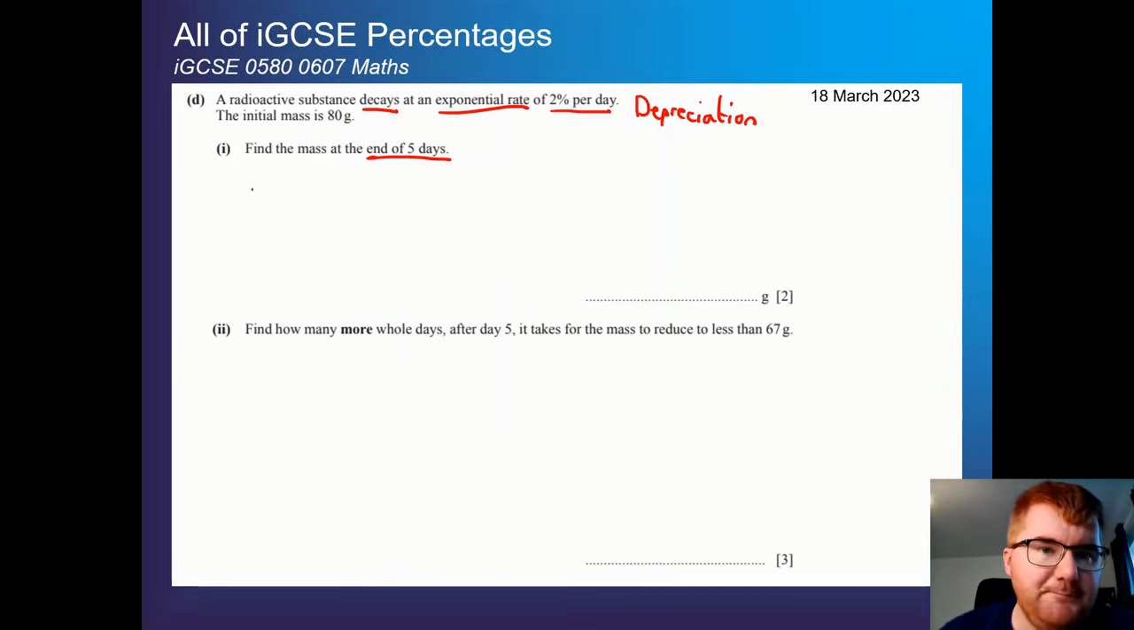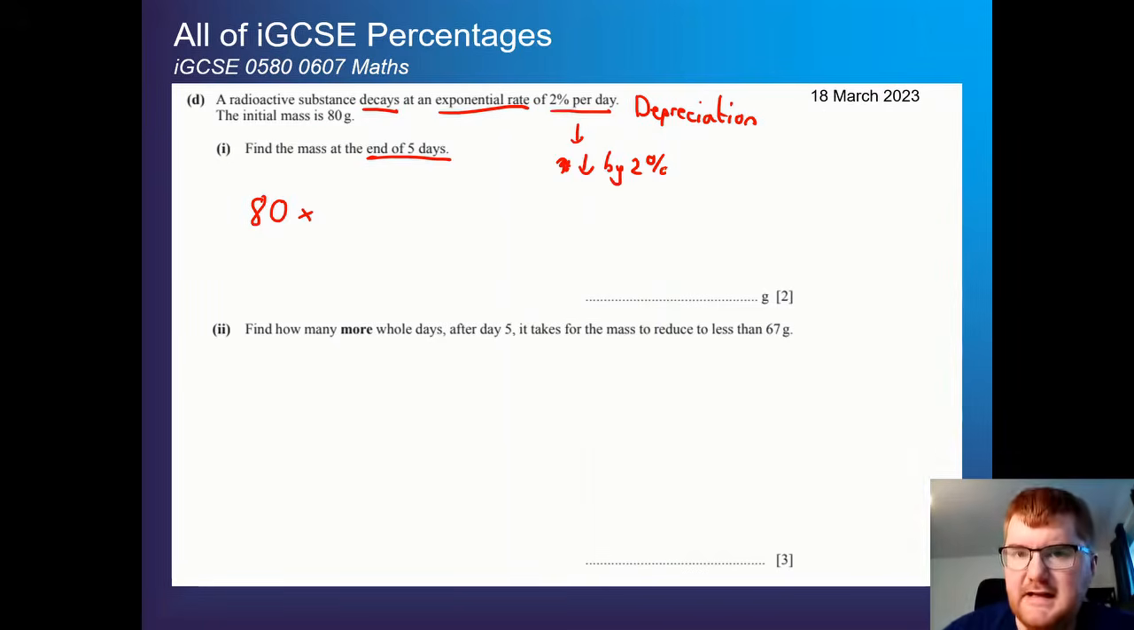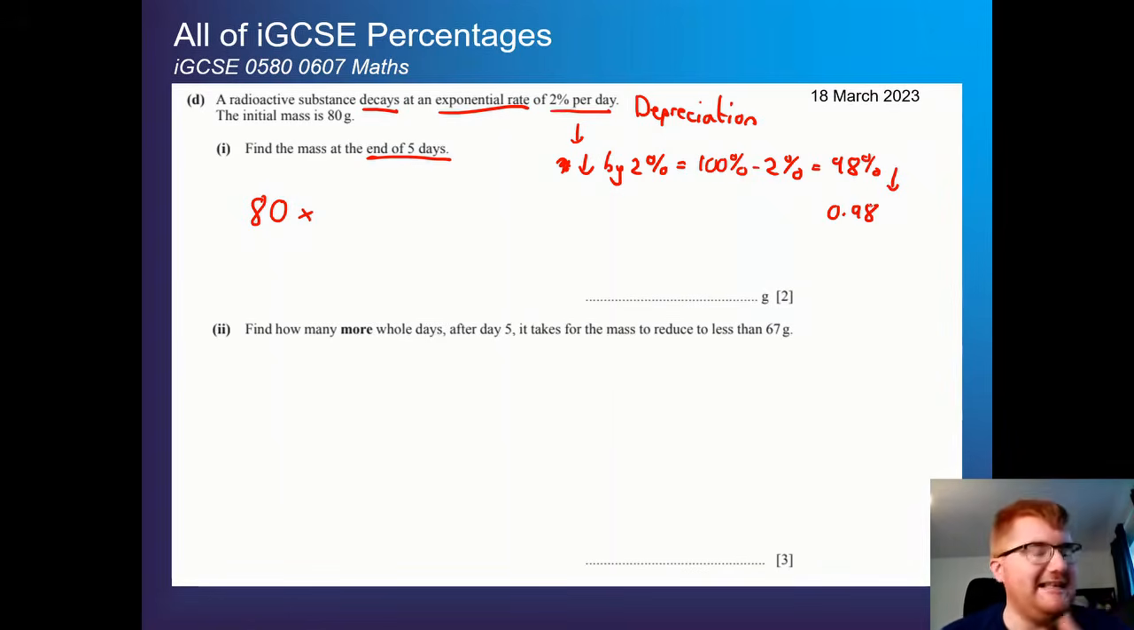So all we need to do here is take the initial mass, the 80. Now, if we're reducing by 2%, then that's going to be 100% minus 2%, which is equal to 98%. And as a decimal is 0.98. You see this technique again and again. So we've got 0.98. And because we've got exponential decay, then we raise it to the number of days that's happening, so to the power of 5.